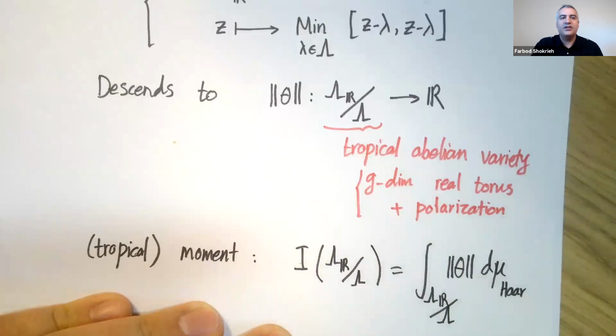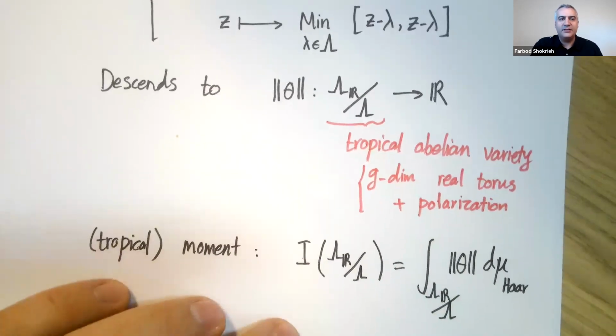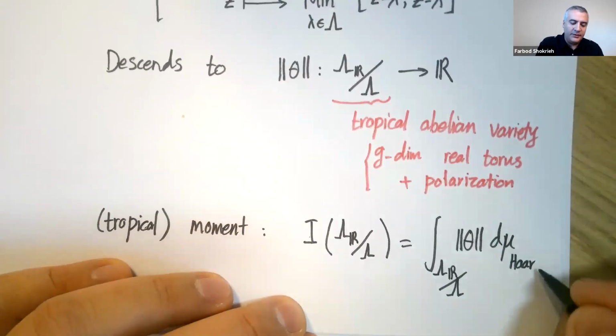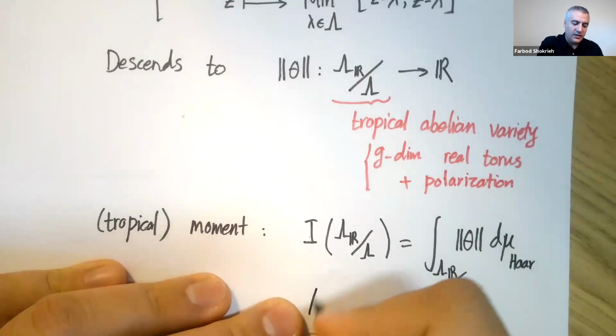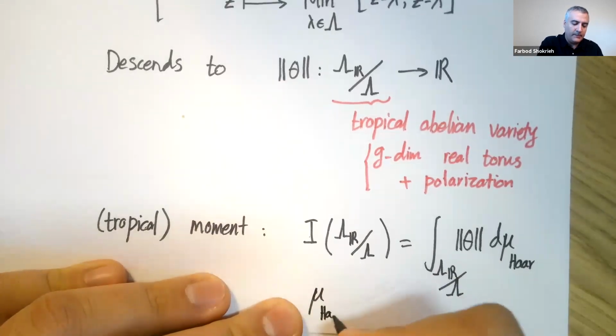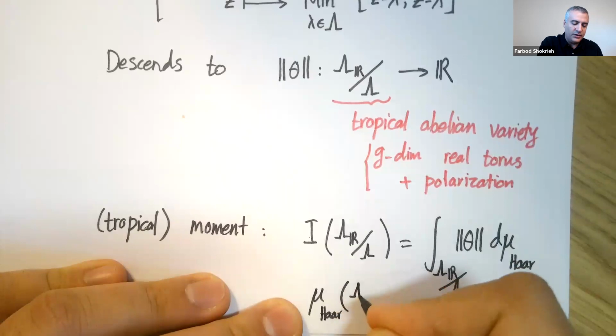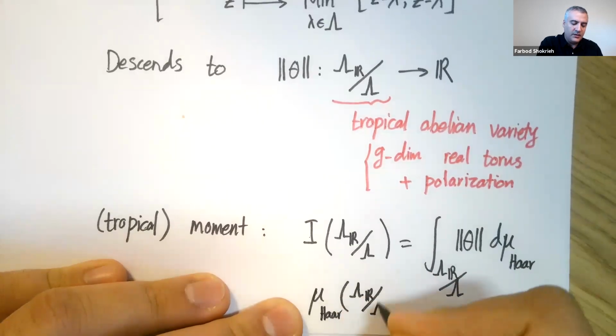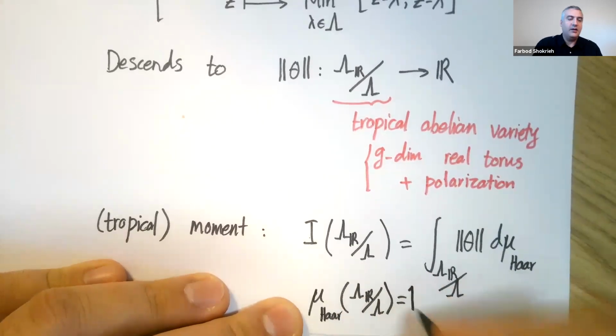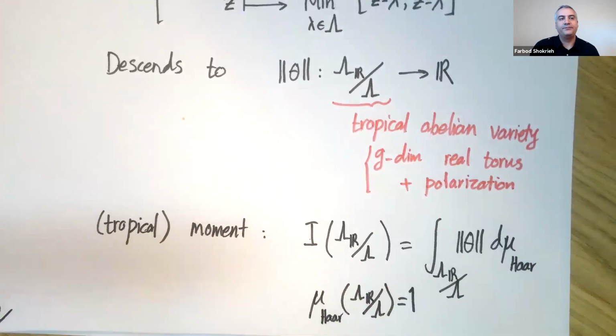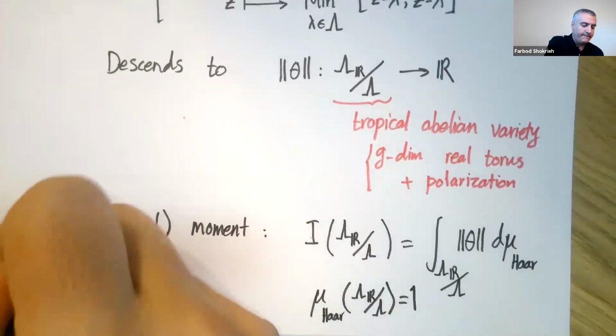Of course, Haar measure needs to be normalized. Maybe I make it a probability measure. So I normalize my Haar measure so that my torus has measure 1. So this is a definition.